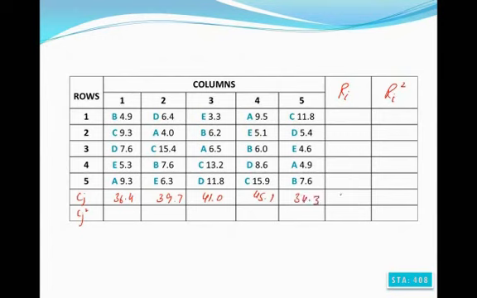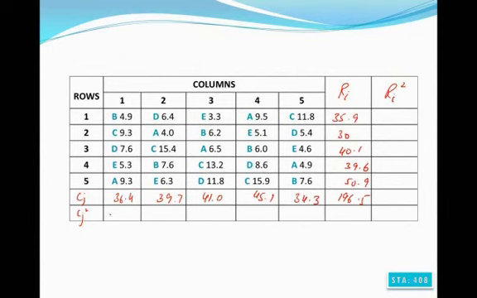And it's your grand total 196.5. The column totals are 35.9, 30, 40.1, 39.6, 50.9, and its sum is also 196.5.